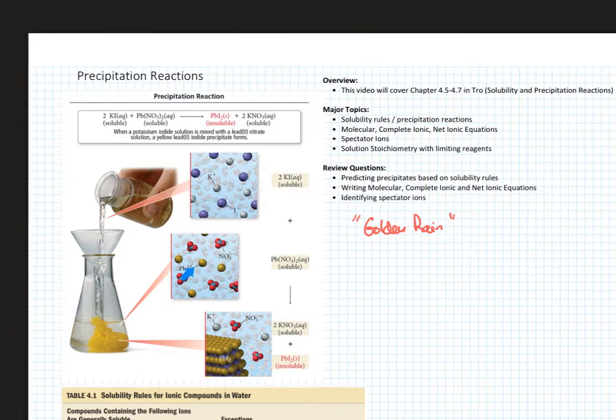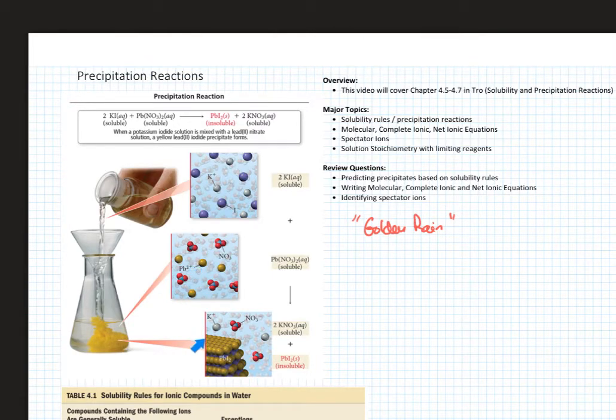In the other solution, we've got lead 2+ ions represented in the golden color, and we've got nitrate anions, NO3-. Remember, that's a polyatomic anion. That one is also soluble, meaning it dissolves in water, and so we have the water molecules in the background. They are dissolved and separated from one another.